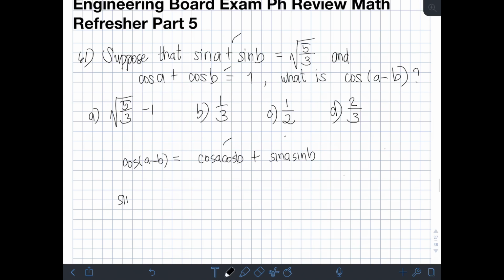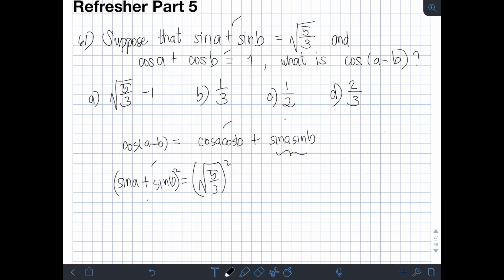So, dun muna tayo sa sin A plus sin B equals square root of 5 over 3. So, pwede natin i-square both sides of the equation para mapalabas natin tong sin A, sin B dito sa square of a binomial. Right? So, pag sinimplify natin to, we have square the first, so sin squared A plus 2 sin A times sin B plus square the second term, which is sin squared B, equals square root of 5 over 3, tapos in-square natin is makakancel itong square root. We have 5 over 3 na lang.